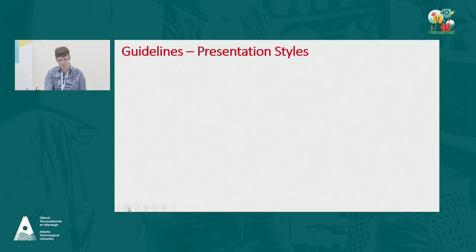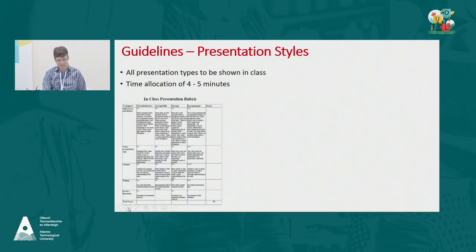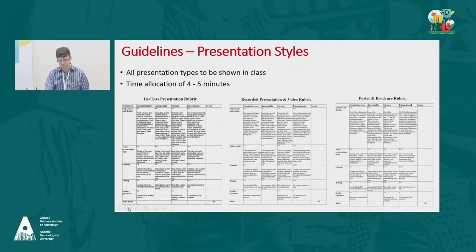So I provided them with guidelines. So all presentations, whether it was video or poster or in-class presentation, had to be presented to their peers. There was a time allocation of 4 to 5 minutes. And then because I decided that it would have different types of presentations, I designed rubrics there for each one, from in-class presentation, the video style, to poster and brochures as well. And that gave guidelines on what the students were expected, and also a marking scheme there as well.